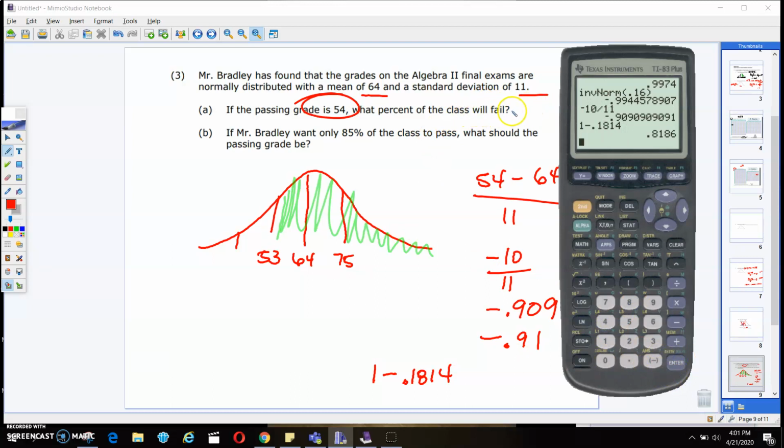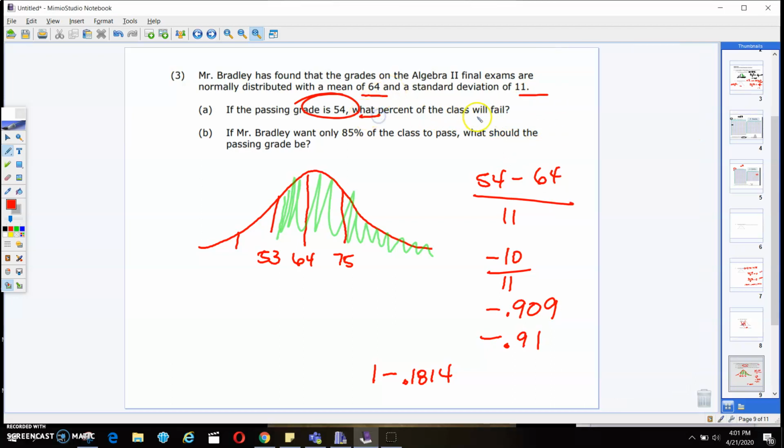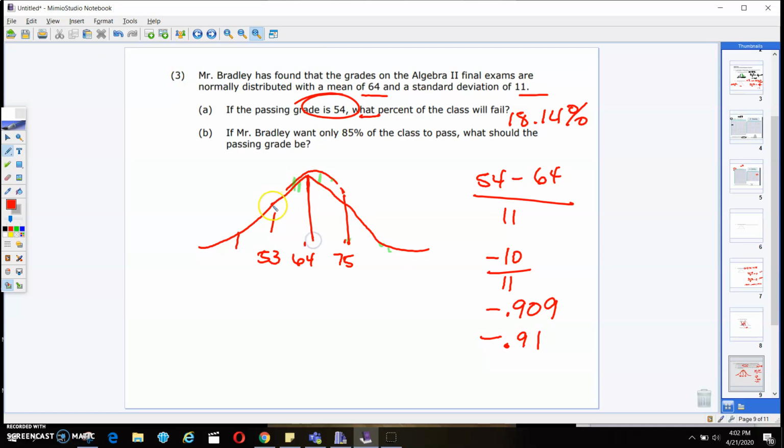What percent of the class will fail? I'm sorry, let me take that back. This would be how many people passed. Okay, but this asks what percent of the class will fail. Well, 18.14% will fail. Okay, so I apologize for that. So we're actually finding the other side. We're finding this side. We're wanting to know, hey, who failed? Okay, so that's going to be that 18.14%.